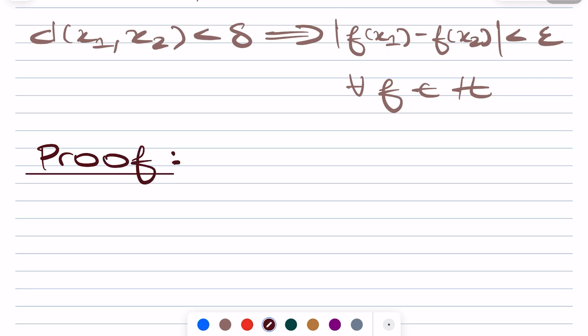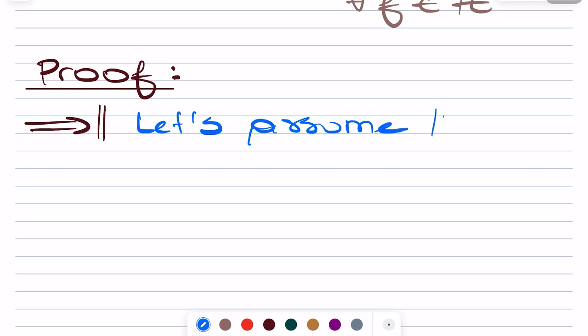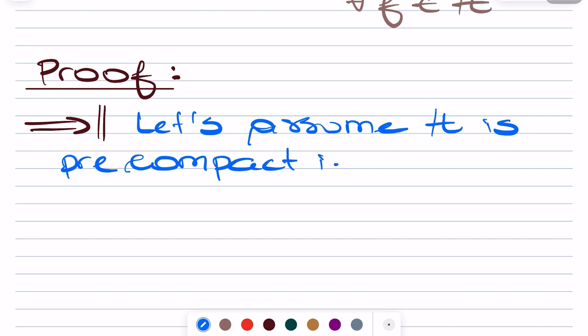So we start with probably the easier implication. So let's assume that H is precompact. Right, so this means when the closure of H is compact.